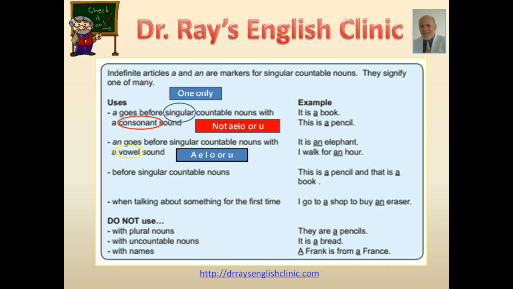We cannot use it with plural nouns. Plural means more than one. They are a pencils. No, that's wrong. We just leave it out. They are pencils. Or with uncountable nouns, that is, things which cannot be counted. We'll talk about that in a moment. It is a bread. No, that's wrong. And we do not use it with the proper names of things, such as a Frank. No, no, just Frank. Frank, that's his name. I'm from a France. No, no, no, just from France. Okay, let's move along.